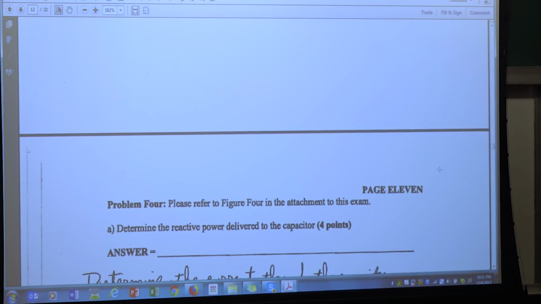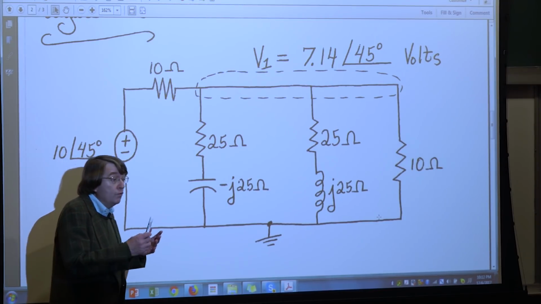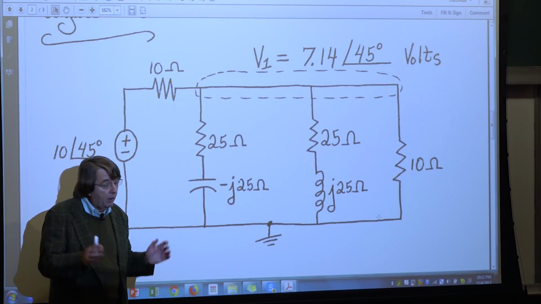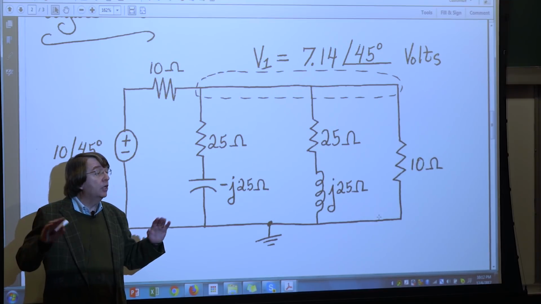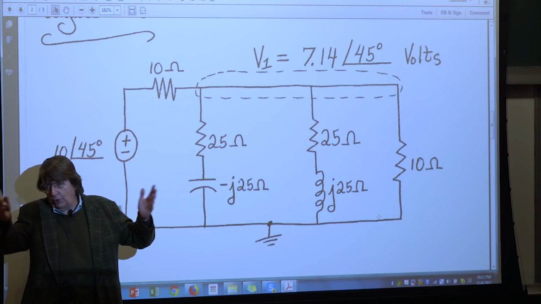Okay, determine the reactive power for the capacitor. All right, determine the reactive power for the capacitor. So let me go back and look at the circuit. So the capacitor is minus J25. Now, my colleagues, some of you may like to do voltage division. Others may like to just figure out the current and take it from there. Whichever way you're more comfortable with, you're going to get the same answer if you do it right. So here's what I do, but you can do it the other way.